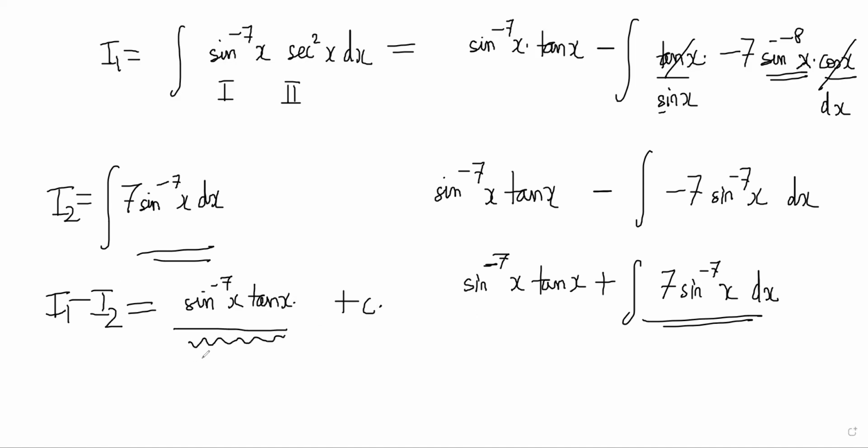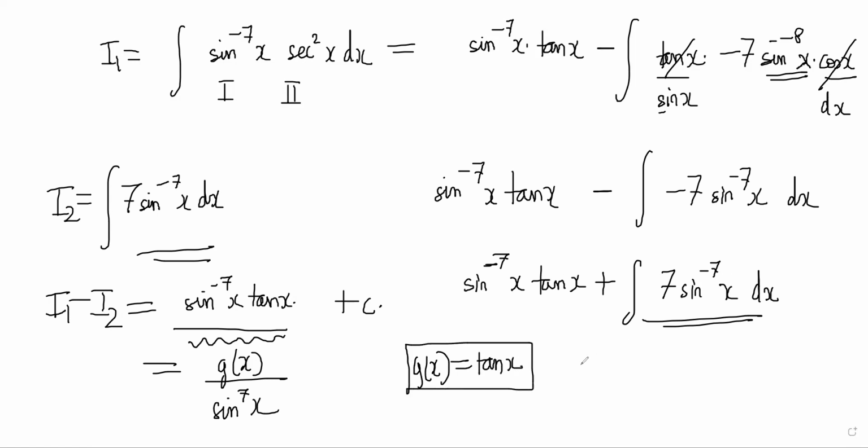Now, this was given as equal to g(x) by sine power 7x. So clearly our g(x) becomes tan x. And if g(x) is tan x, then we can find g dash x is equal to sec square x, and g double dash x is 2 sec x, and the derivative of sec x is sec x tan x. So it is 2 sec square x times tan x.